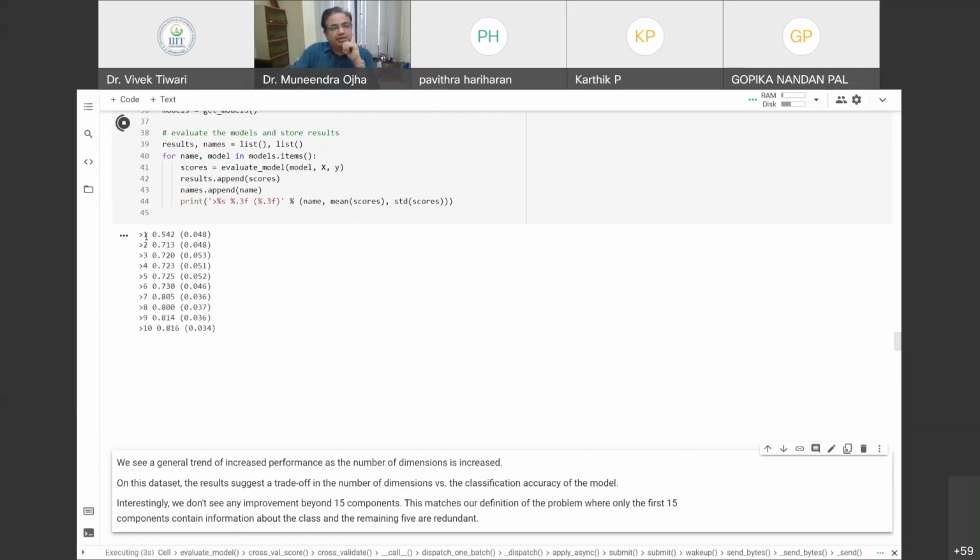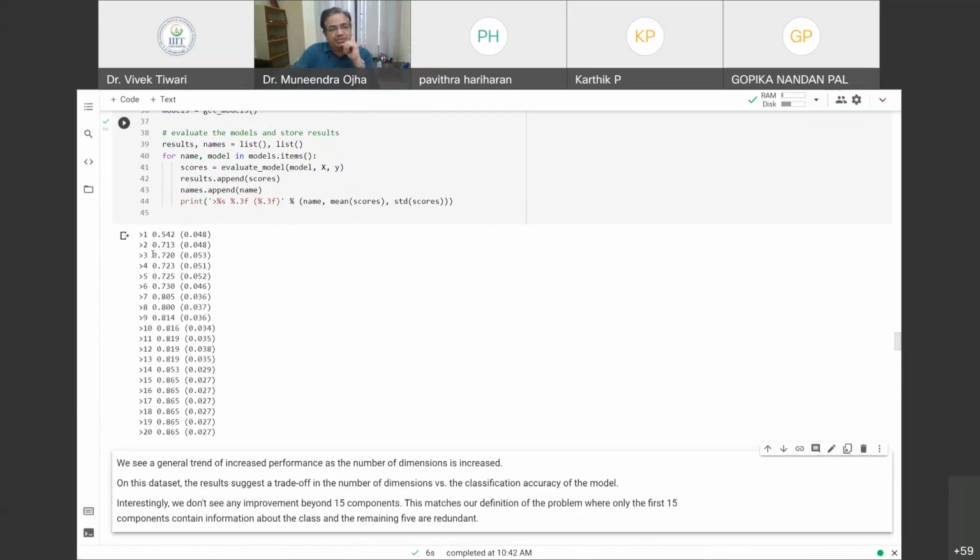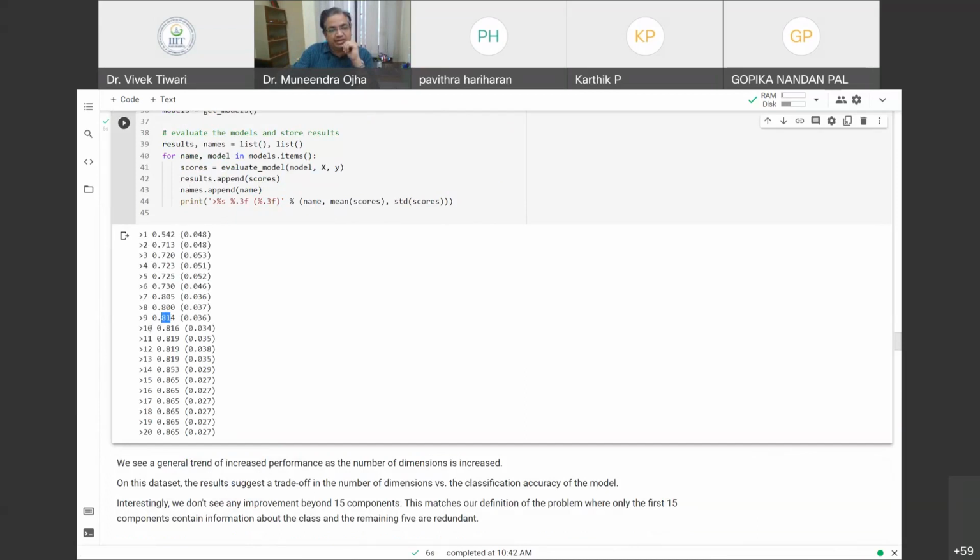So with number of features 1, we got 54% accuracy, with 2 features 71%, and with 3, 4, 5, 6, 7 the accuracy is still increasing. At 10 the accuracy is increasing, then 81%, 81%, 81%, 81%, up to 14 we got 85%, and at 15, 86%. After 15 we are not getting any change in the accuracy; 86% remains constant. So we can very well judge that the last 5 features are not at all useful.